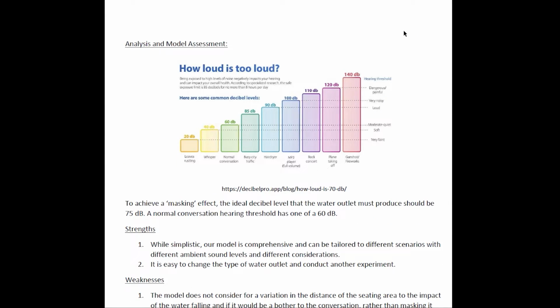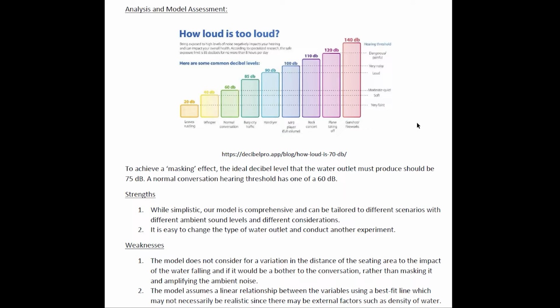All in all, through our analysis, we realized that to achieve the ideal masking effect, the ideal decibel level that a water outlet must produce should be 75 decibels, given that a normal conversation hearing threshold is about 60 decibels. For our model, one of the strengths is that it is rather simplistic, yet also very comprehensive and can be tailored to different scenarios with different ambient sound levels and to take into consideration different factors. Next, it is also very easy to change the type of water outlet used and conduct another experiment, as we do not have any limitation or preference on that part.